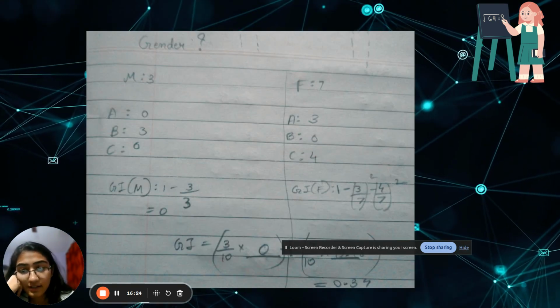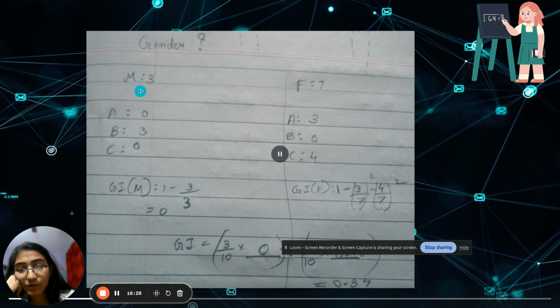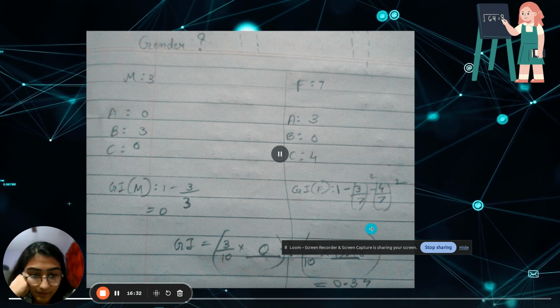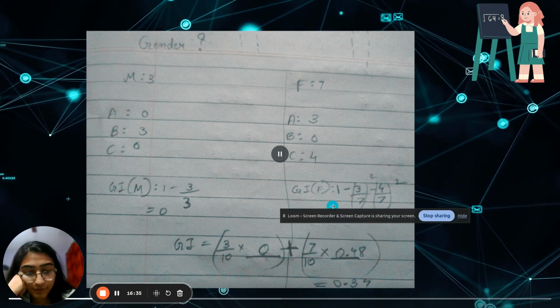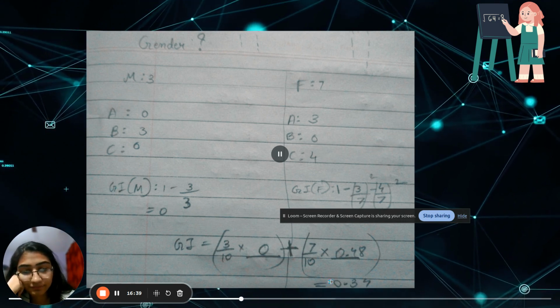Similarly, for gender, it will be 0.34. Total Gini index will be 0.34. For male, it will be 0. For female, it will be 0.48. Then total Gini index will be 0.34.